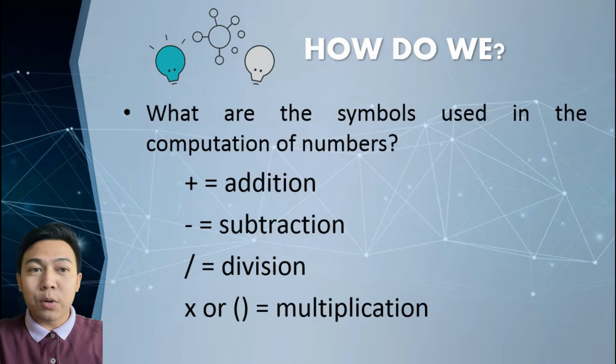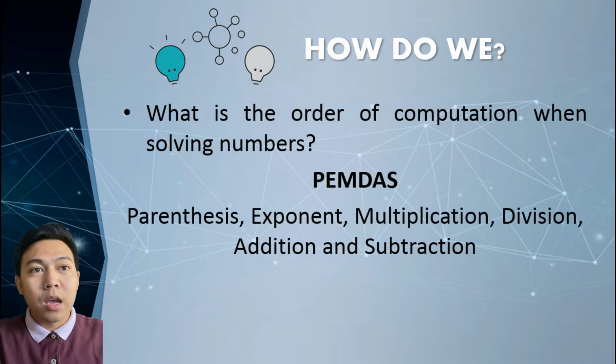And what are the symbols used in the computation of numbers? We have the plus sign for addition, the minus sign for subtraction, the dash for division, and X or parentheses for multiplication. So those are the symbols that we use in computing numbers. What is the order of computation when solving numbers? We have what we call PEMDAS: parentheses, exponent, multiplication, division, addition, and subtraction.